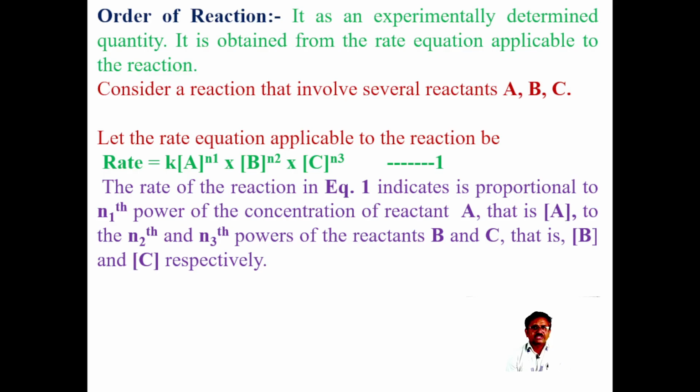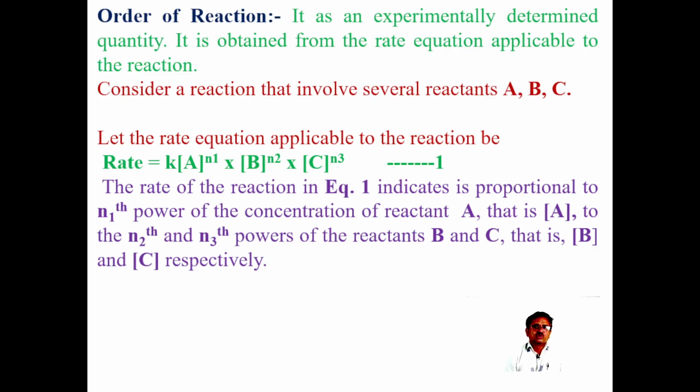It is an experimental quantity, and experimental quantity means we have to carry out experiments in the laboratories, and then only with the data obtained from those reactions can we determine the order of reaction by different methods. Now let us see how it can be done.